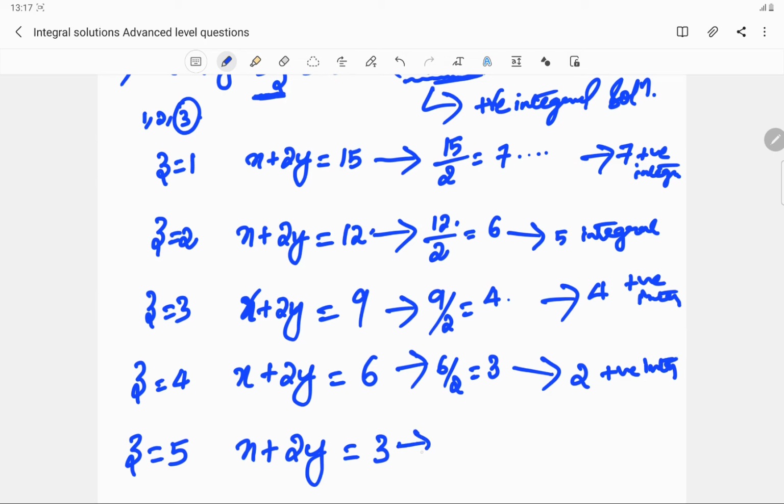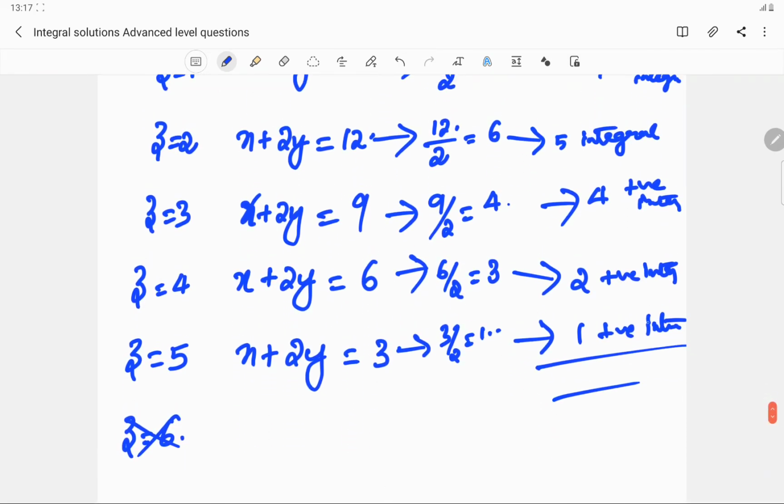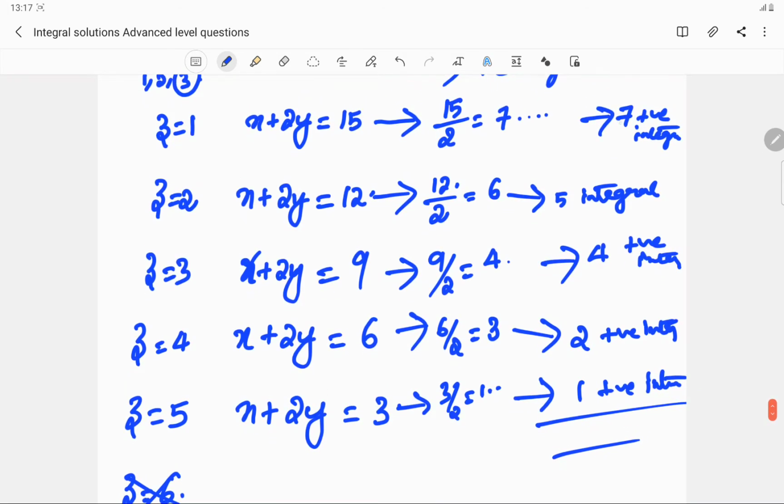and here x plus 2y is equals to 3. 3 divided by 2, we are going to get 1.5 something, so there is 1 positive integral solution to this equation. So if we add all these positive integral solutions, this is 7 plus 5 12, 12 plus 4 16, 16 plus 2 18, 19. Total there are 19 positive integral solutions to this equation.